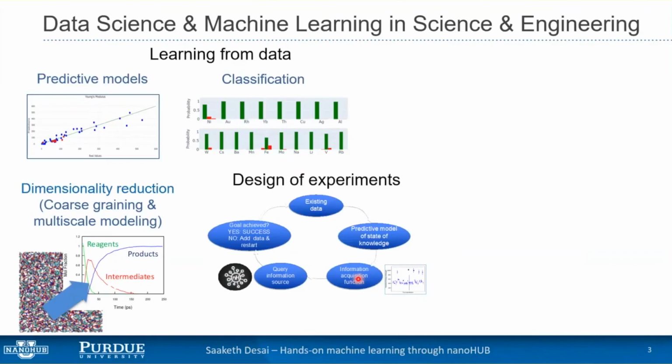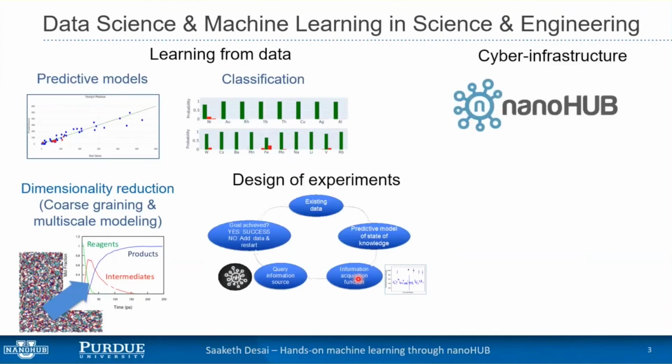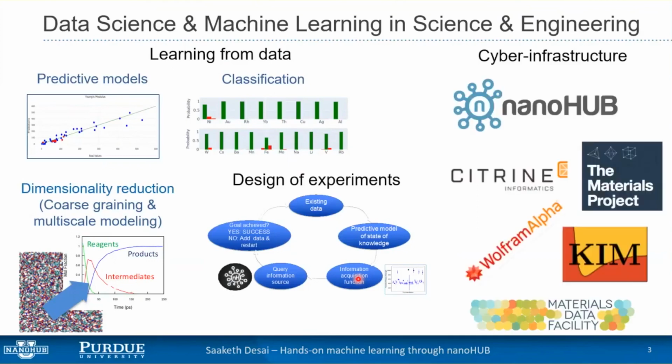Now, the goal of these sessions in general is to familiarize you with all of these approaches. And to do this, we need cyber infrastructure because the applicability of these techniques is limited by the cyber infrastructure, the codes, and the platforms available for you, the general user, to use these techniques. We will be using nanoHUB in conjunction with some other materials platforms as need be to explore these techniques. In this session specifically, we'll look at predictive models for continuous values, so regression tasks.